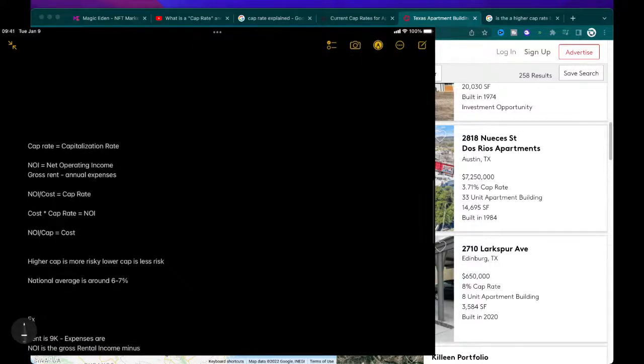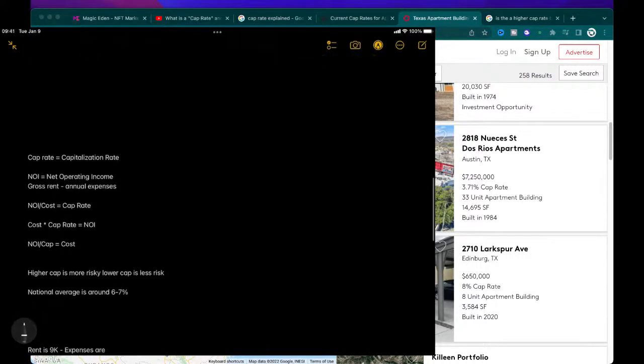Now, here's what's key. If you look at that third line I've got, it says the higher the cap rate, the more risky; the lower the cap rate, the less risky. The current national average is around 6 to 7%. So you're going to look at that cap rate. So let's do that real quick.